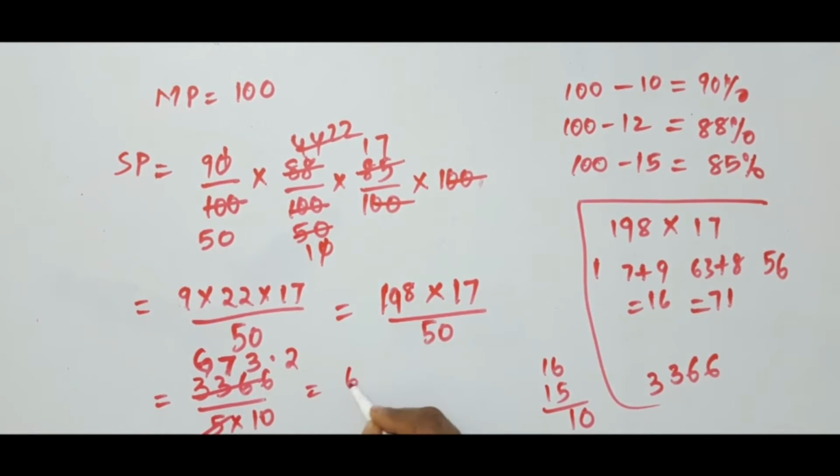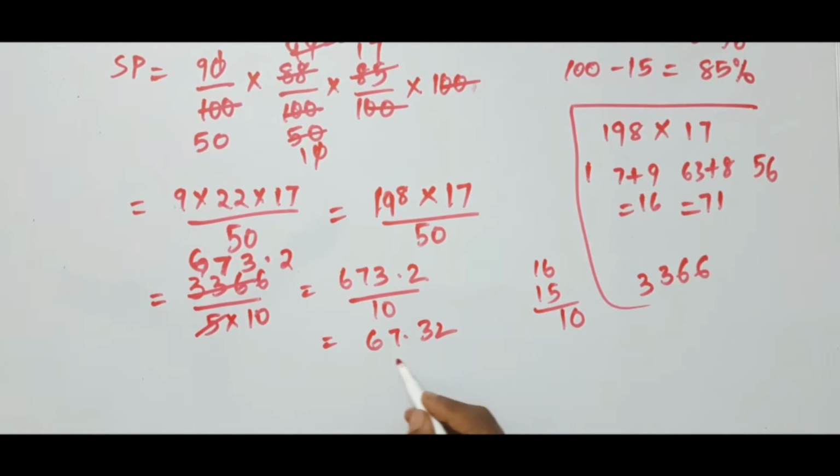So we got 673.2 by 10. This can be written as 67.32. We got the selling price 67.32.